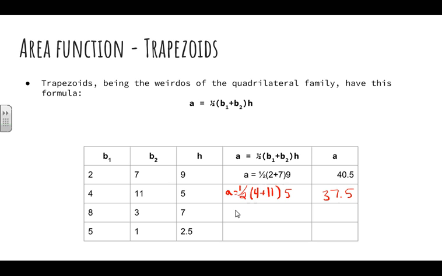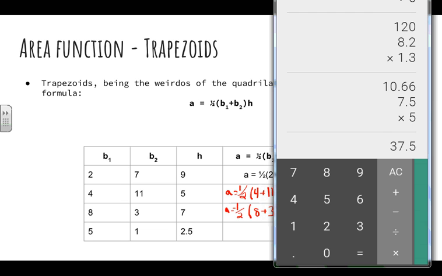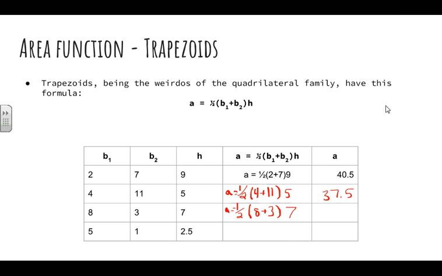All right. Base 1 of 8, base 2 of 3, and a height of 7. So we would have our area equals 1/2 times 8 plus 3 times 7. 8 plus 3 is 11. 11 times 1/2 is 5.5. And 5.5 times 7 is 38.5.